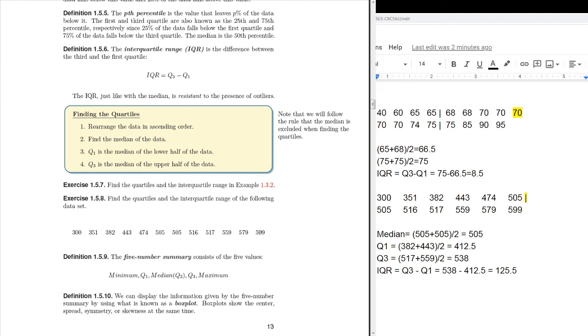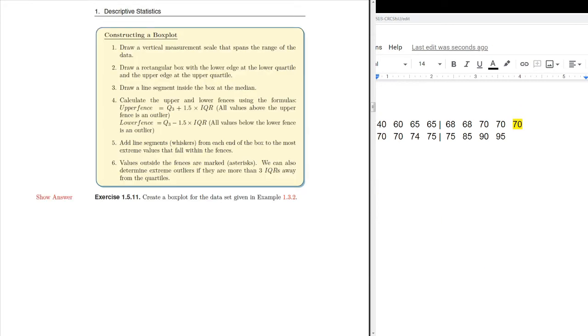So now we can summarize a data set by using what is called a 5-number summary. It consists of these values: the minimum, the first quartile, the median or the second quartile, the third quartile, and the maximum. And we can use the 5-number summary to create another type of display, called box plots. Box plots can show the center, the spread, and symmetry or skewness at the same time. So here I've listed the steps for constructing a box plot by hand, and we will go through an example so you can understand how they are interpreted.